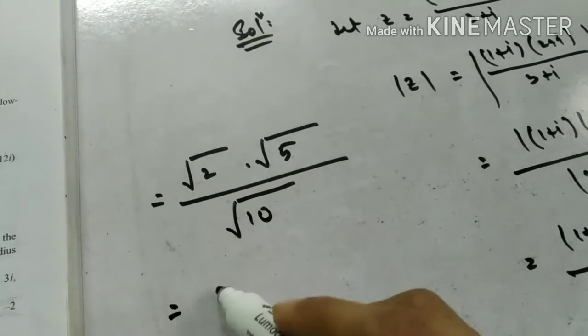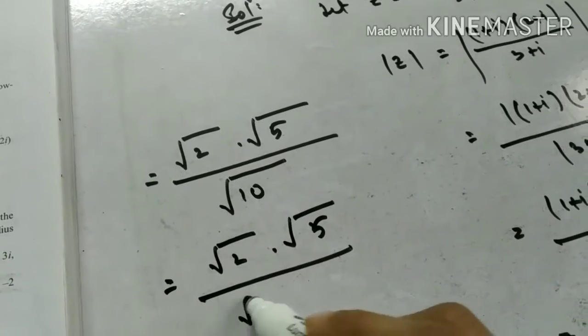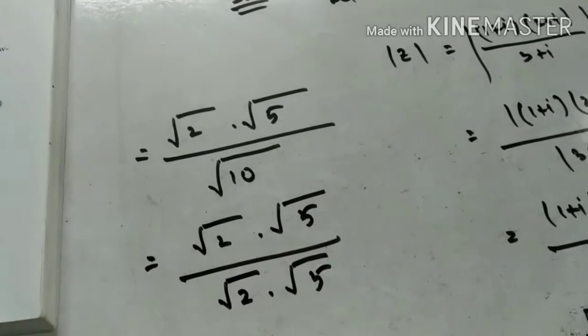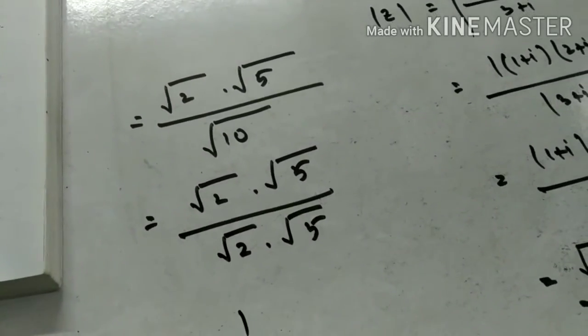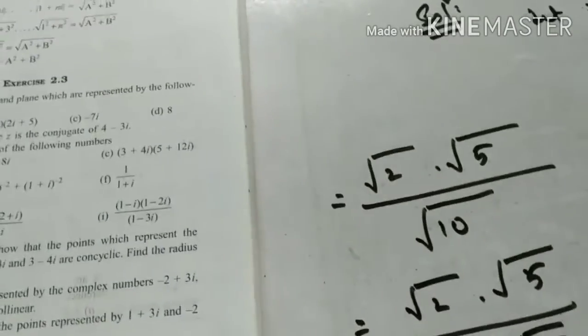So this one is root 2 dot root 5, and root 10 I can write as root 2 into root 5. So ultimately I will get 1 here. Okay, I will get 1.